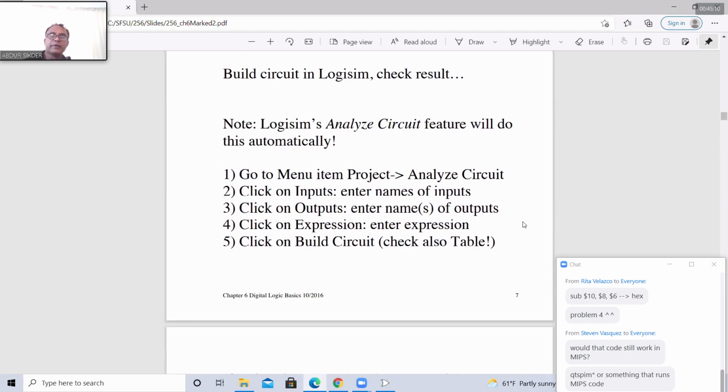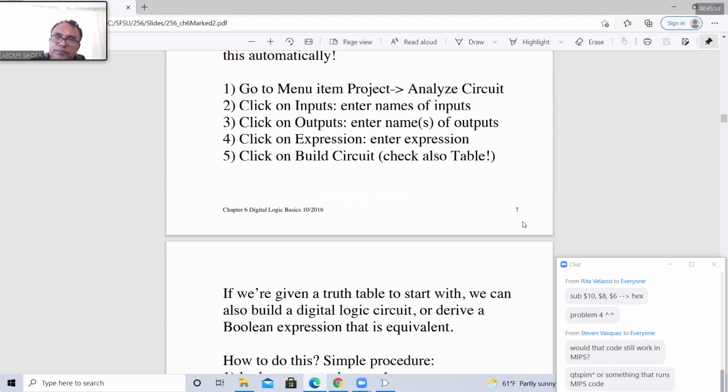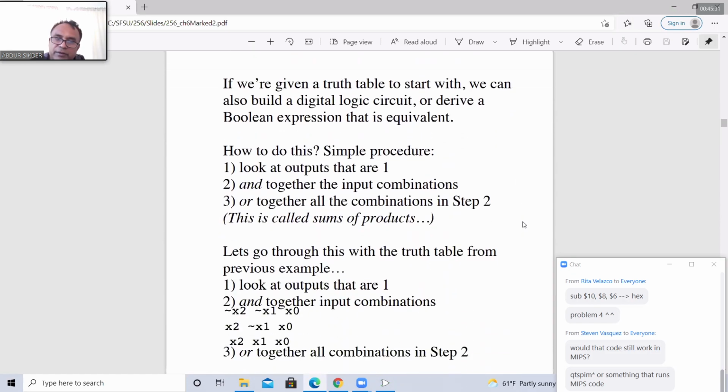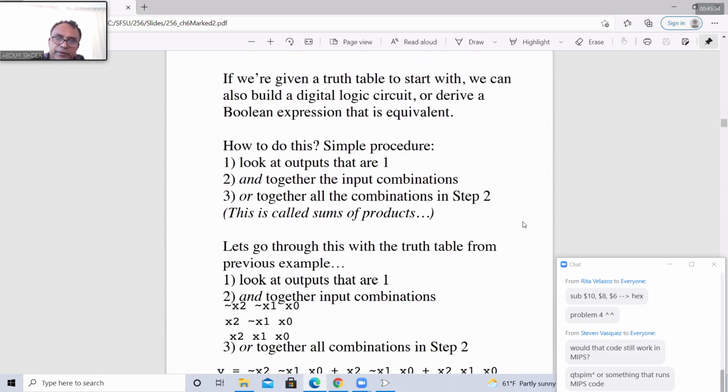Logisim has the analyze circuit feature. We tested it, it worked. It does this automatically. You go to menu, project, analyze circuit, then inputs, enter the names of the inputs, enter the names of the outputs, enter the expression, and click on build circuit. And this will create a circuit for you.